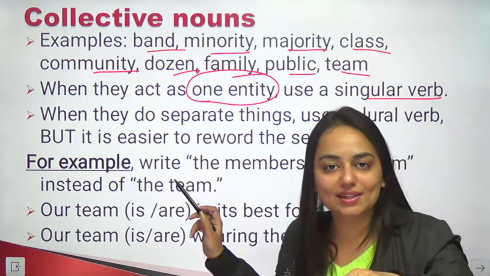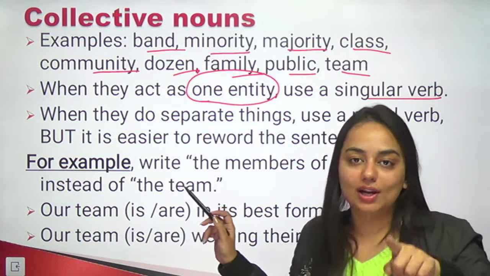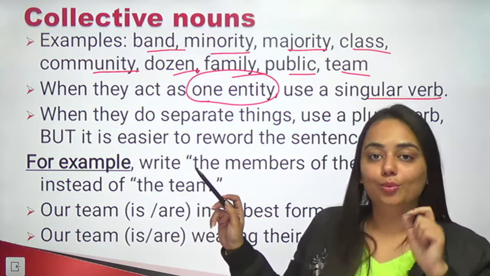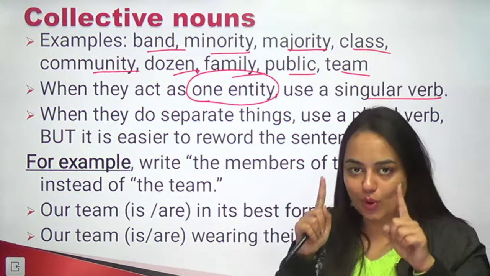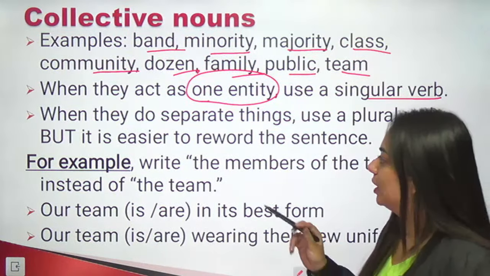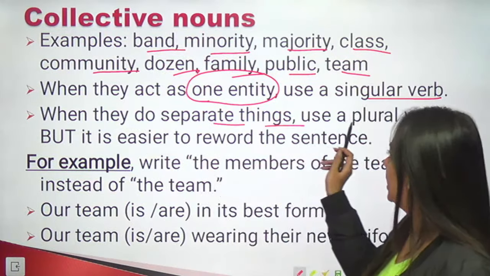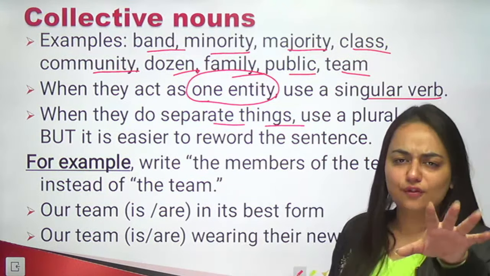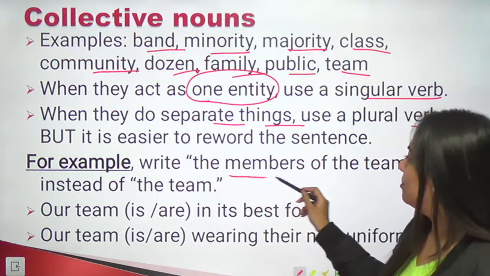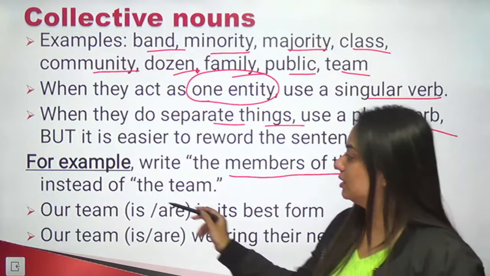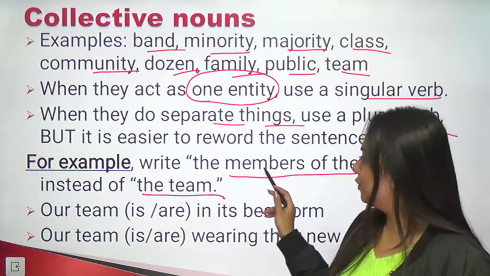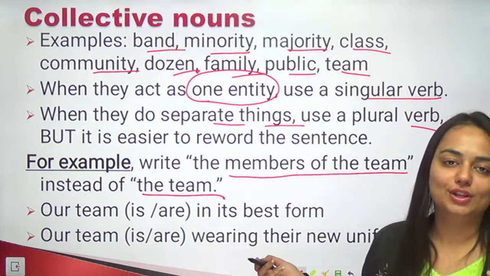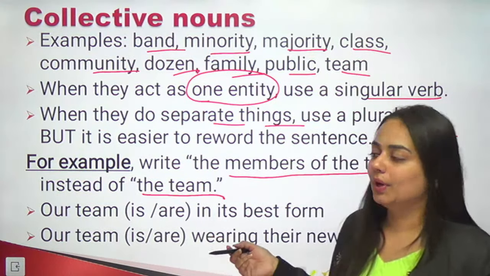It depends upon the sentence, how they are being used. So collective nouns can be singular also, plural also. If they are working as one entity, use a singular verb. If they do separate things, use a plural verb. But it is easier to reword the sentence. For example, write the members of the team instead of the team. When you've added the word members, you're very clear you are referring to each and every member.